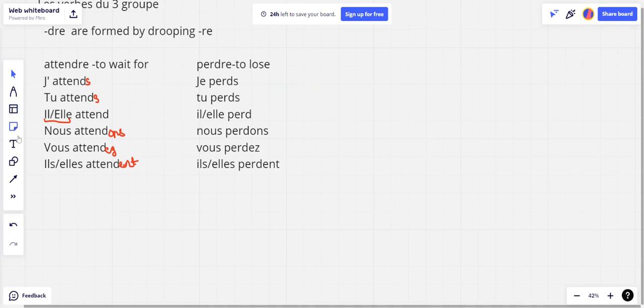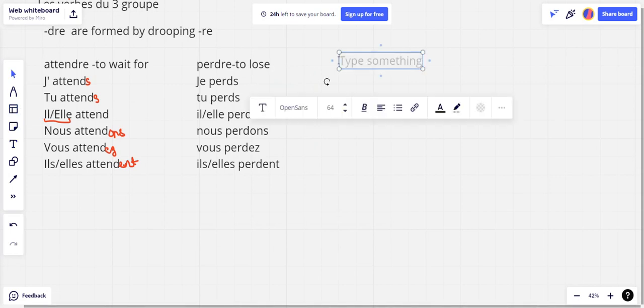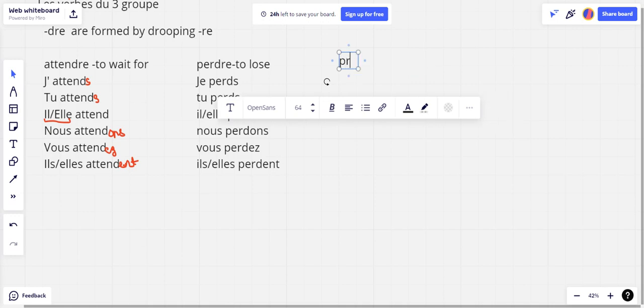Now we'll discuss another word which I told you is very similar to this one. Any guesses? This verb has a really irregular conjugation, and this is prendre. The only difference between this and that is that this one contains an n and this one doesn't.